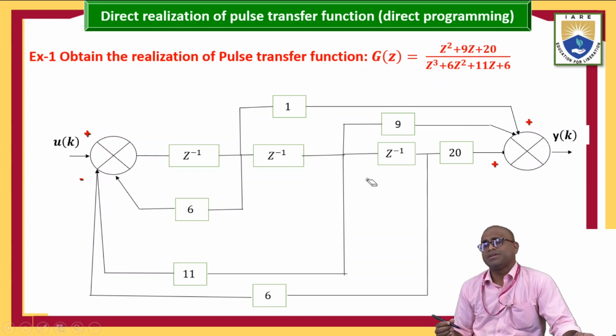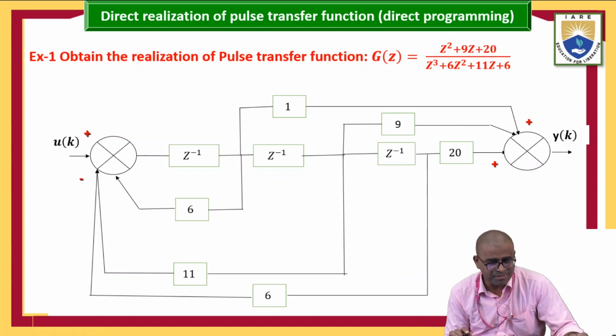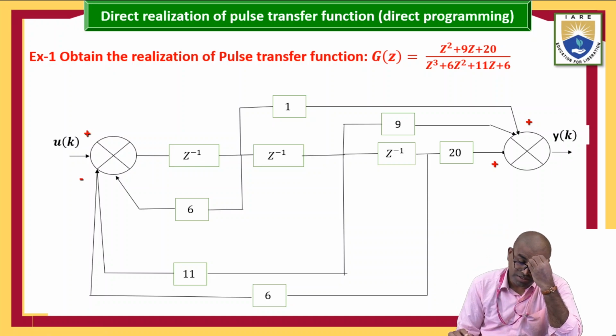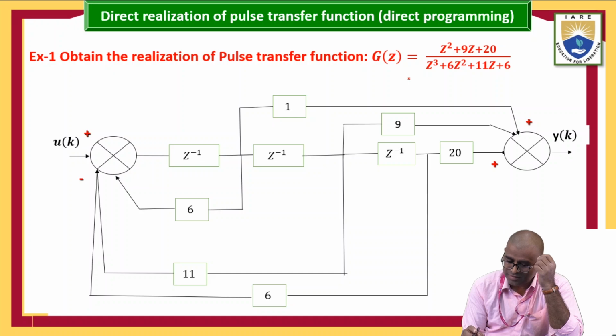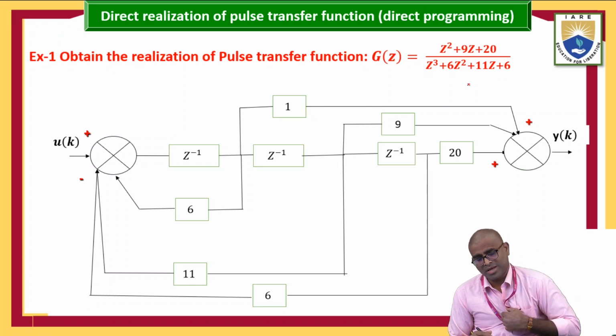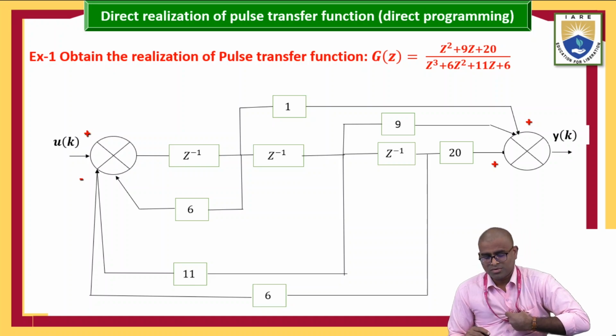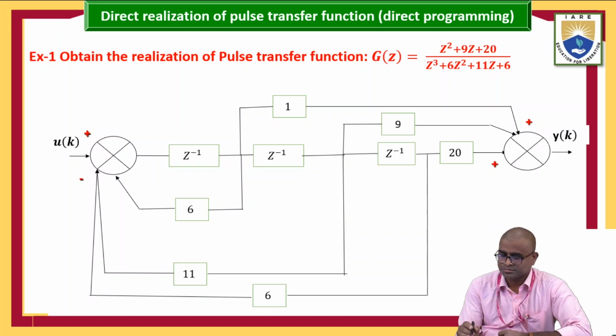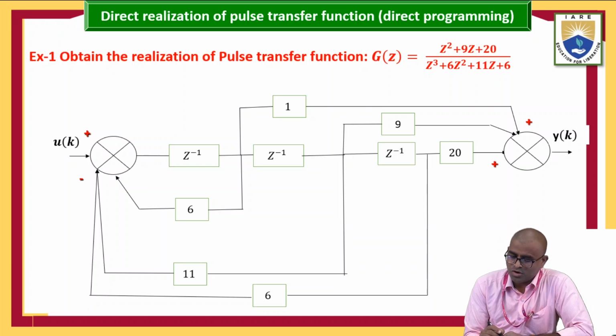Coming for the feedback function. In case of the feedback, we are having z cube plus 6z square plus 11z plus 6. See this one, z cube. So, how many terminals will be there?